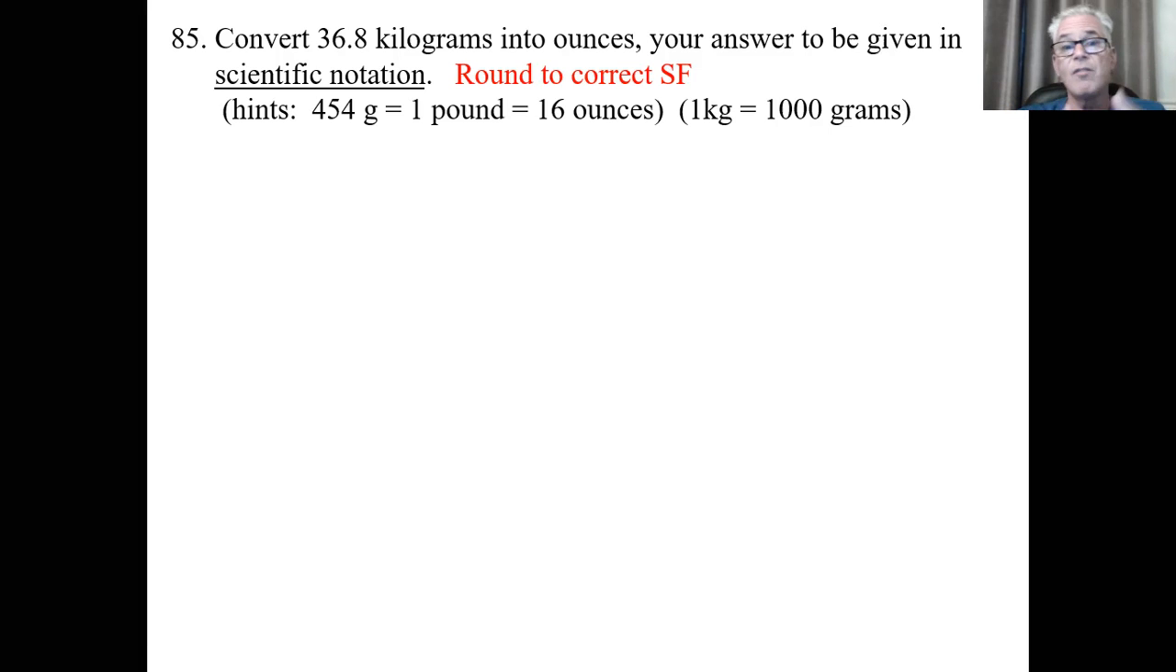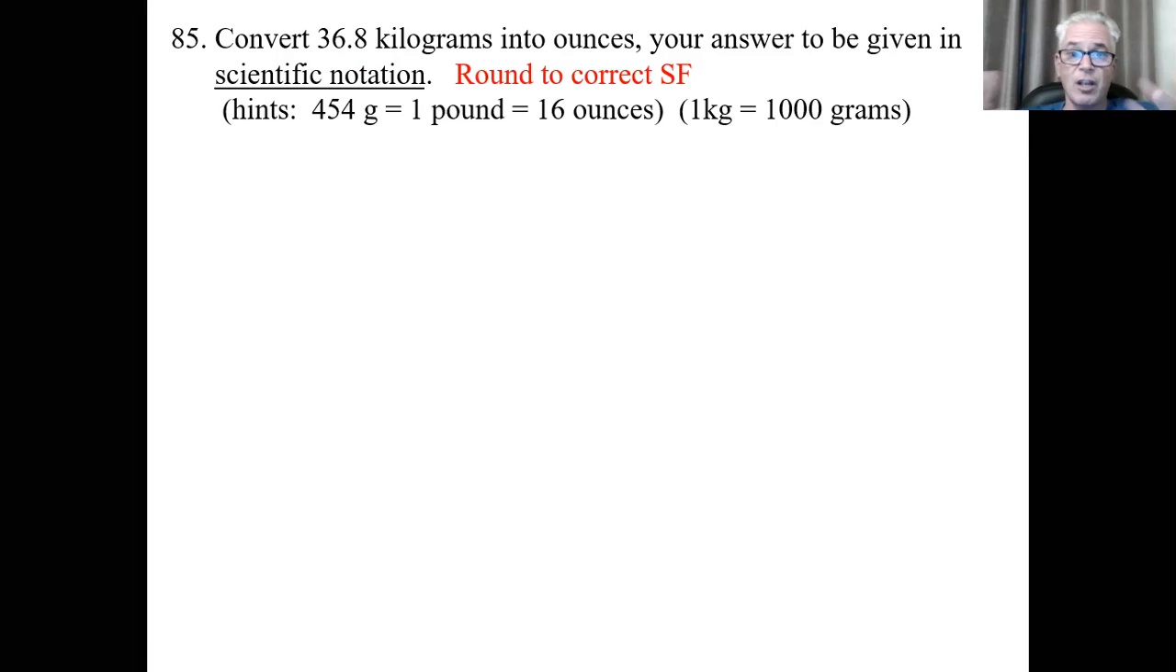These hints, 454 grams is a pound. That's written on every single pork and bean can in America. That's a good number to remember. And 1 pound happens to also be 16 ounces. So the 3 of those things are all equal. 454 grams, 1 pound, and 16 ounces. And then, of course, a kg, a kilogram, is equal to 1,000 grams.